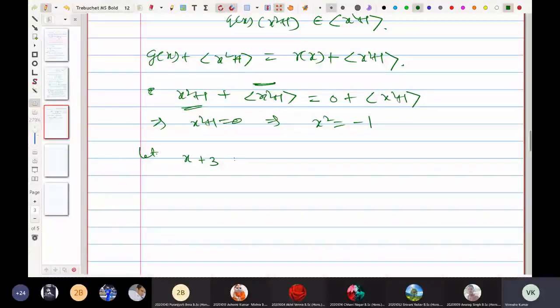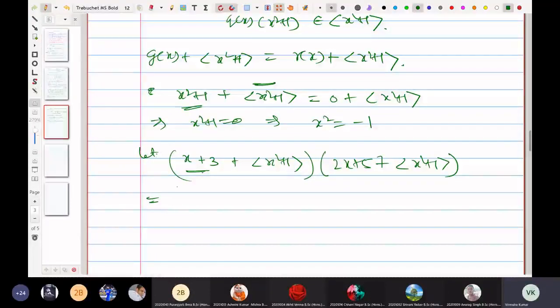Let us talk about the product of x plus 3 and x square plus 1. This is a polynomial of degree 1. Let us multiply this with another member, 2x plus 5, plus x square plus 1. As in a usual multiplication, x times 2x gives 2x square, plus 3 times 2x, that is 6x, plus 5x plus 15, and plus we are going to get x square plus 1.